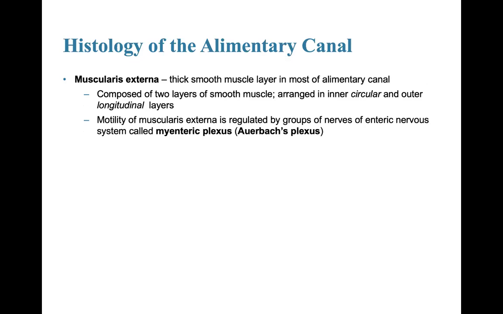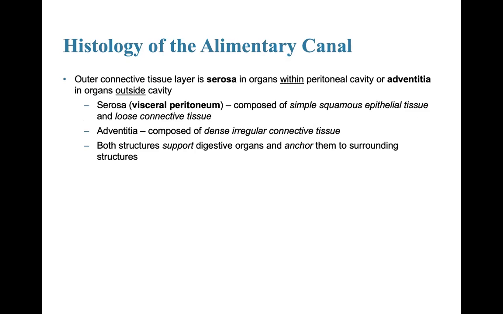Muscularis externa: this is a thick, smooth muscle layer in most of the GI tract. It's composed of two layers of smooth muscle arranged in an inner circular and an outer longitudinal layer. Motility of the muscularis externa is regulated by groups of nerves of the enteric nervous system called the myenteric plexus, or Auerbach's plexus. And then finally, the outer connective tissue layer is the serosa in organs within the peritoneal cavity.